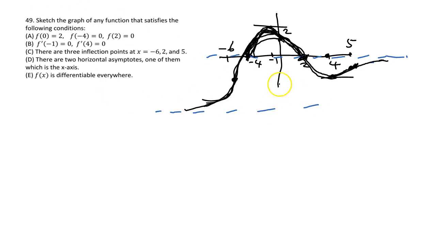Now part E says it's differentiable everywhere, and I think this is smooth. I can make it smooth, and that should satisfy everything.